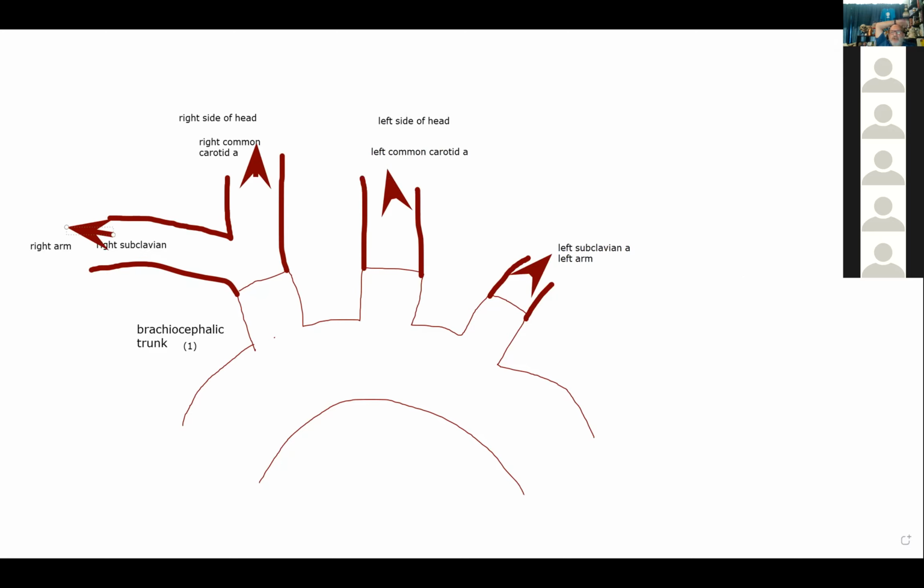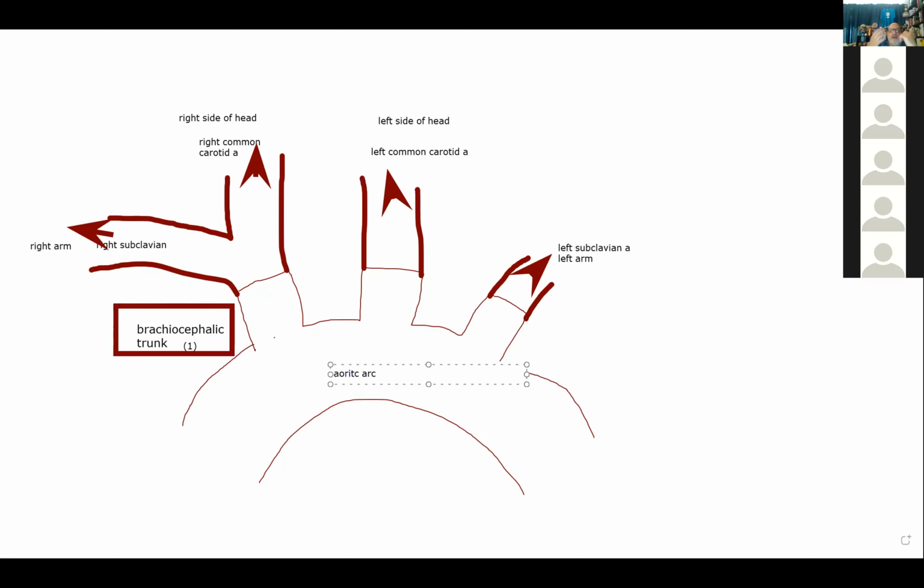But when you're going to the right side of the head or the right arm, there's a little bit of extra tubing in the process. We have this brachiocephalic trunk, which we have to pass through first, whereas the left common and the left subclavian both come directly off the aortic arch.